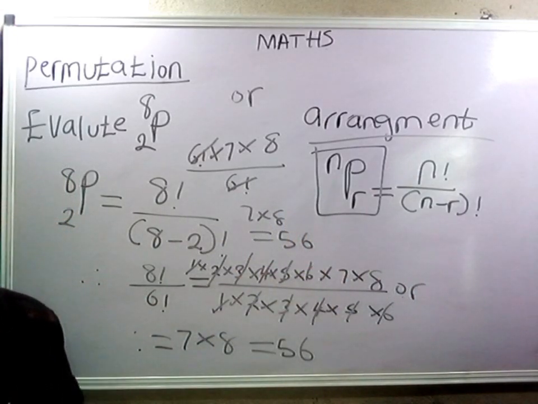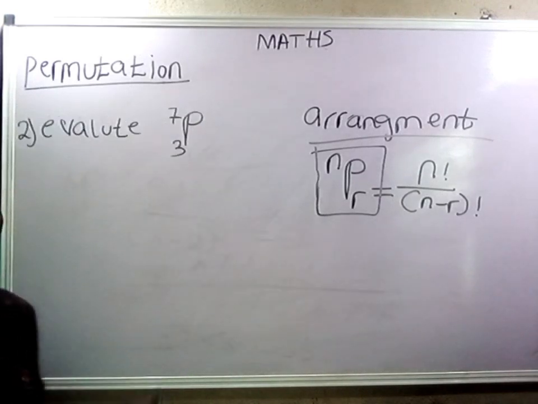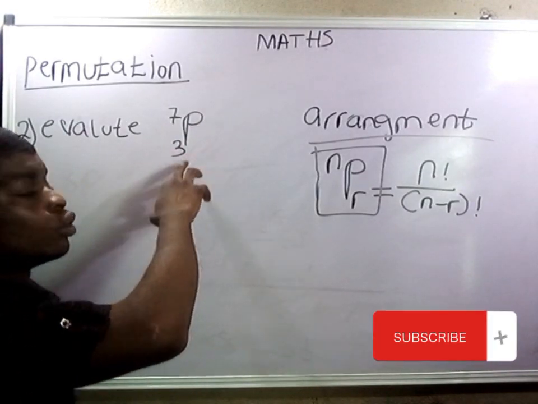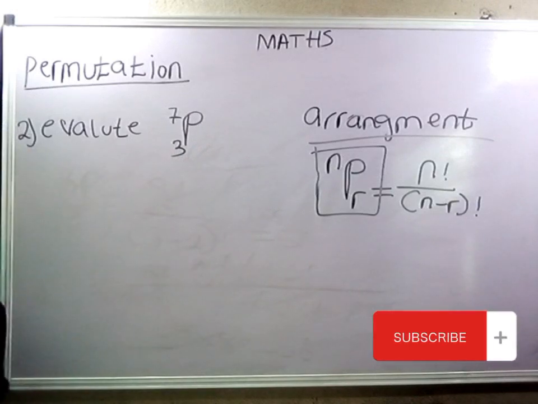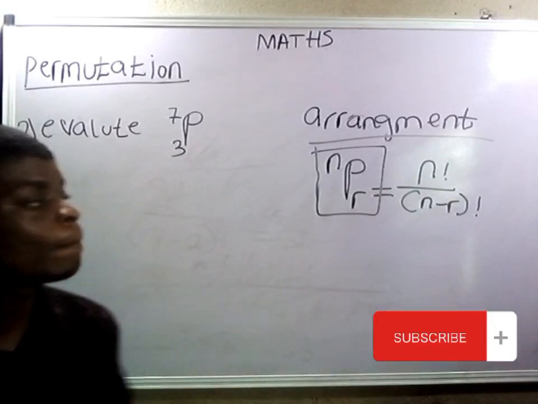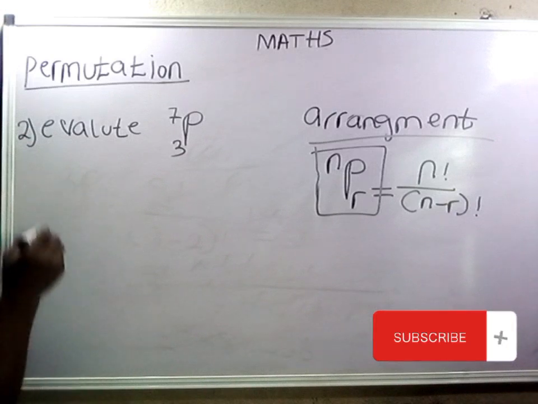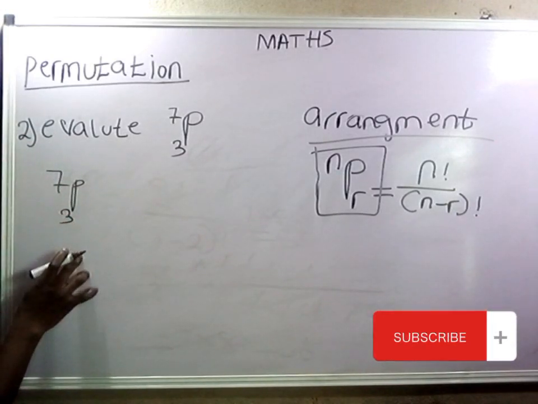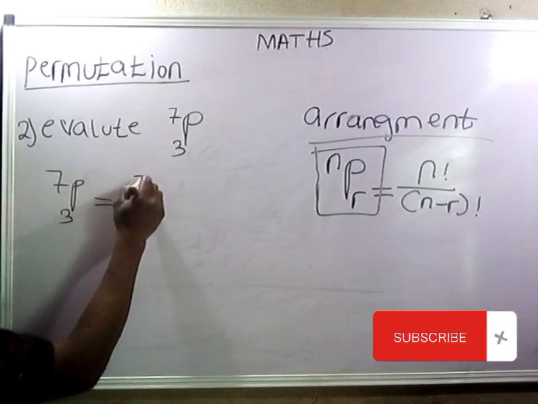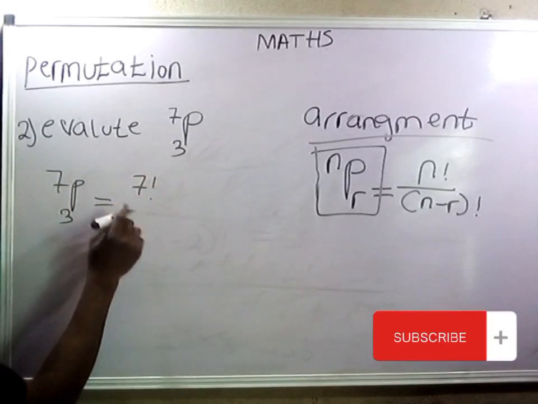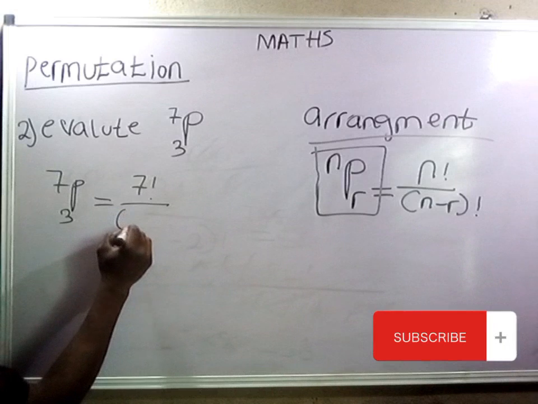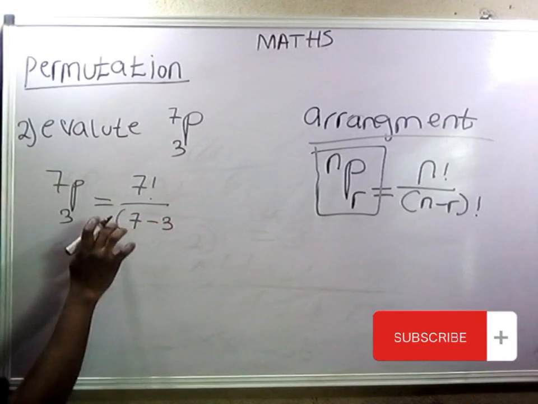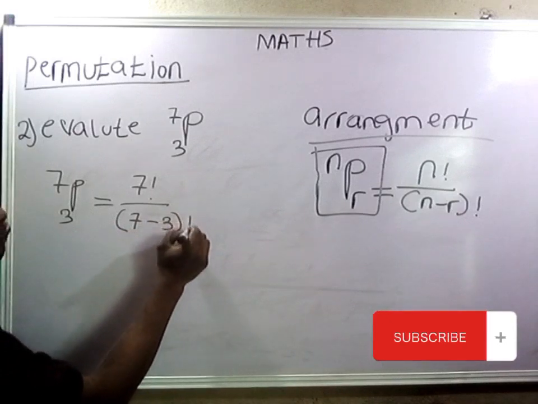So let's take question 2 in this video lecture. Guys, in this question 2, we have 7P3. To represent this using the formula I gave earlier, 7P3 can be represented as 7 factorial over open bracket 7 minus 3 close bracket factorial.